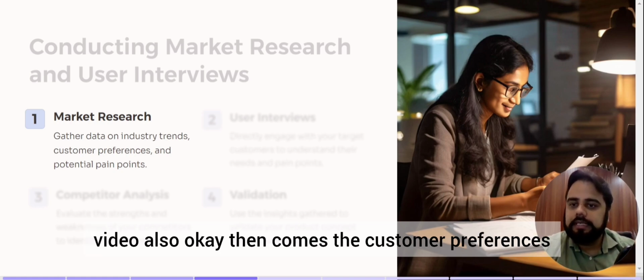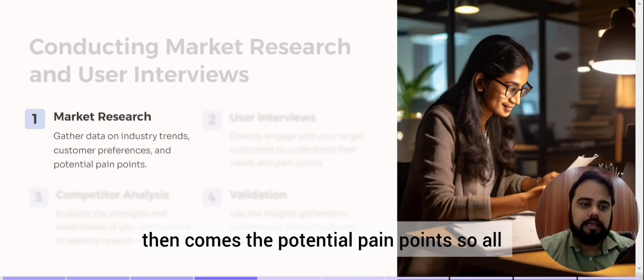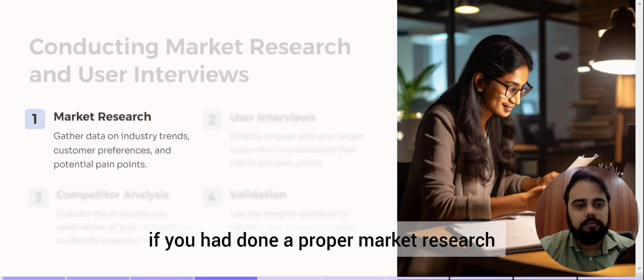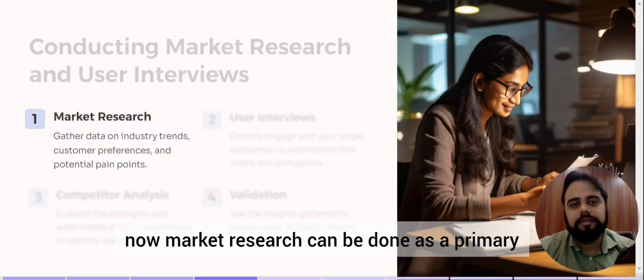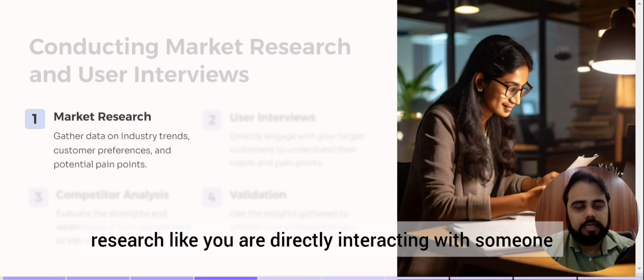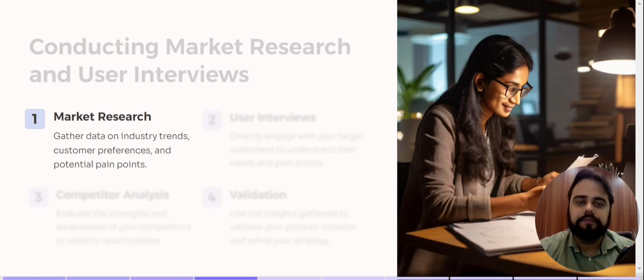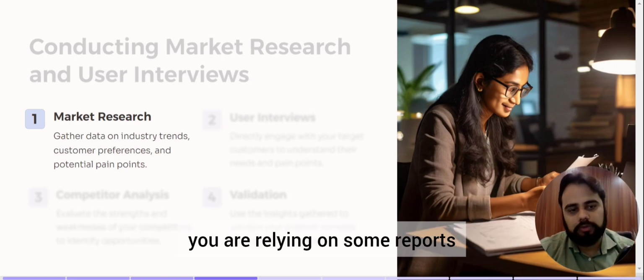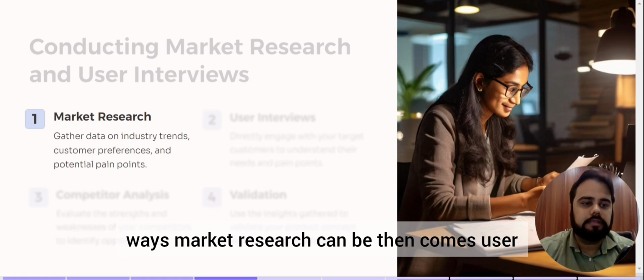Then comes the customer preferences, then the potential pain points. All these things you will be in a better position to jot down if you have done proper market research. Now market research can be done as primary research, where you are directly interacting with someone, or it can be done as secondary research, where you are relying on authentic reports. So both ways market research can be done.